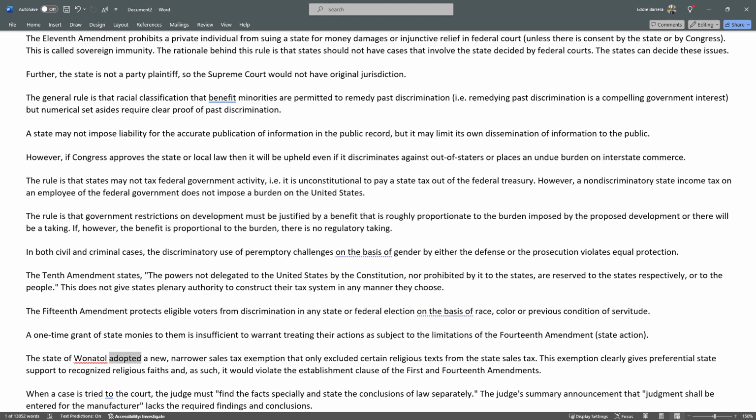The state of Wonatal adopted a new, narrower sales tax exemption that only excluded certain religious texts from the state sales tax. This exemption clearly gives preferential state support to recognized religious faiths and, as such, it would violate the Establishment Clause of the First and 14th Amendments. When a case is tried to the court, the judge must find the facts specially and state the conclusions of law separately. The judge's summary announcement that judgment shall be entered for the manufacturer lacks the required findings and conclusions.